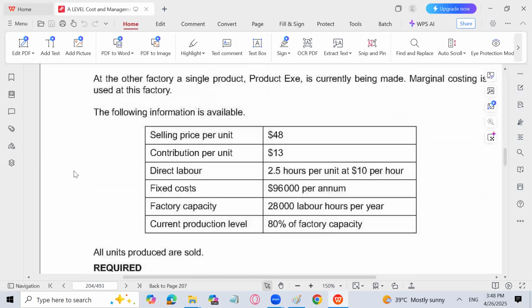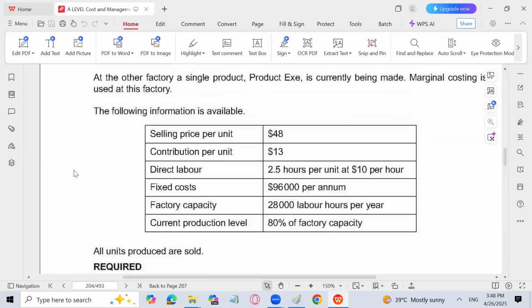First of all, at the other factory, a single product X is currently being made. Marginal costing is used at this factory. The data is given. Selling price per unit is 48. Contribution per unit is 13. Direct labor is 2.5 hours per unit at the rate of 10 per hour, that is 25. Fixed cost is 96,000 per annum. Factory capacity is 28,000 labor hours per year. Current production level is 80% of the factory capacity.